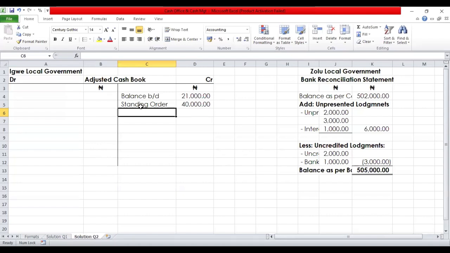A check valued 168,000 paid into bank on 28/6/20 was not credited until 3rd July 20. Credited check.